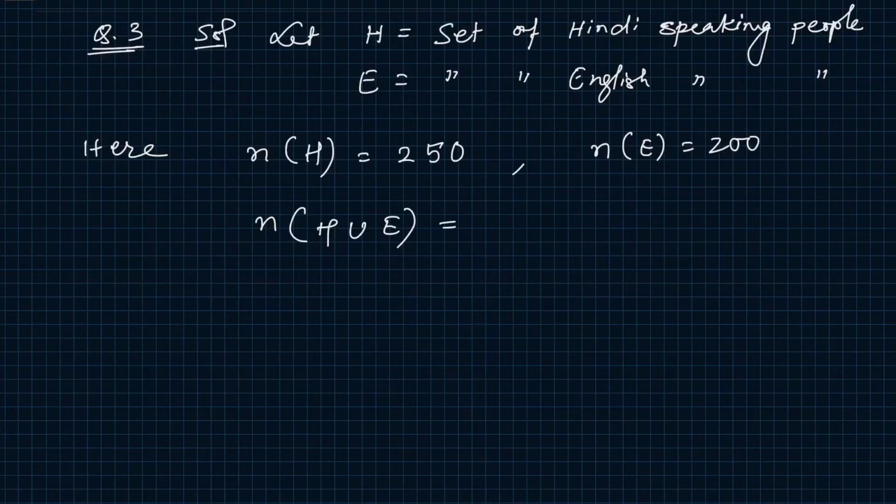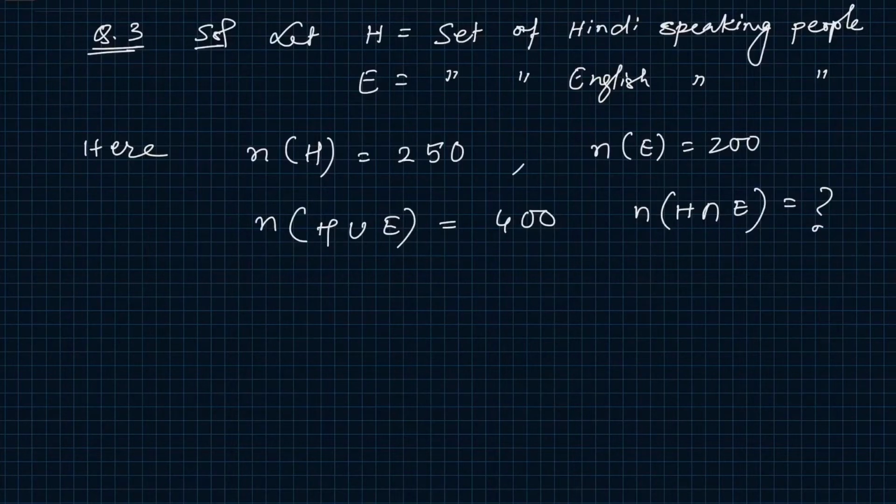Okay, in this set the number of elements must be 400. So in total there are 400 members in that group. So we need to find the number of elements in H intersection E.